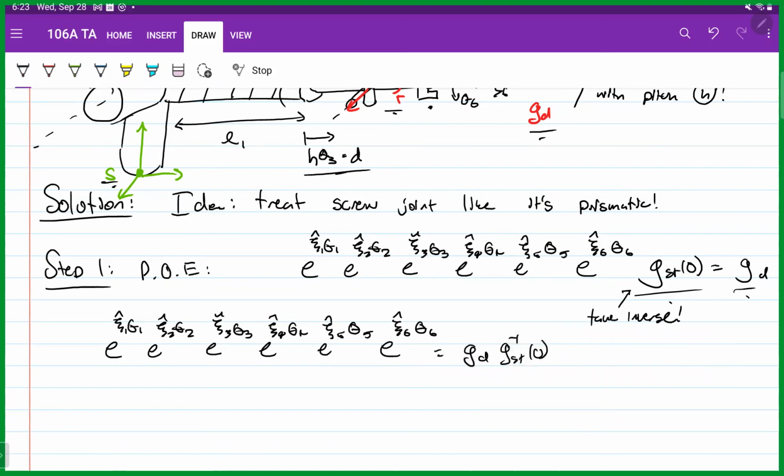So something that we can do in a lot of these problems to make our lives easier is that we can relabel these large products of matrices on the right-hand side. All right. So GD GST inverse of 0, I'm just going to call it G just for short, so we don't have to write that thing out every time. Okay.